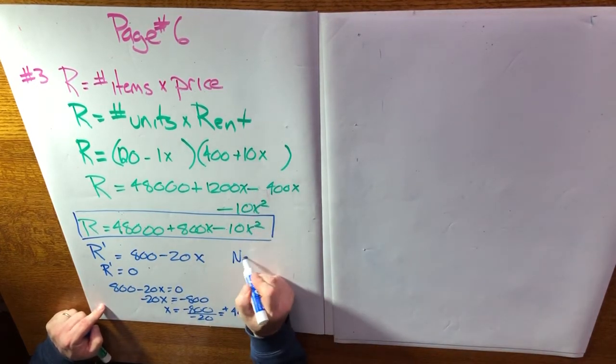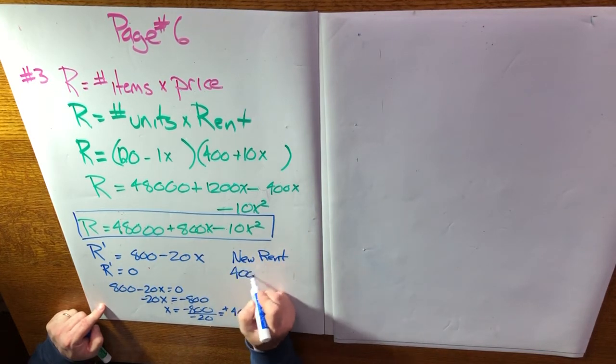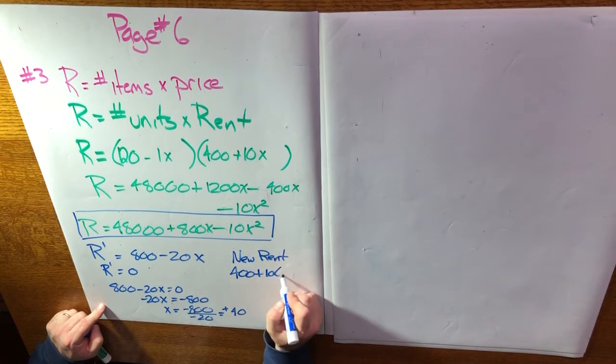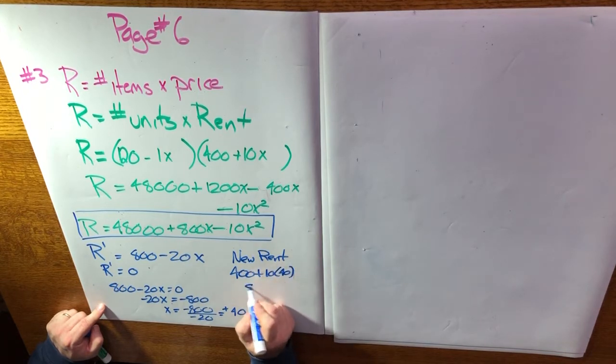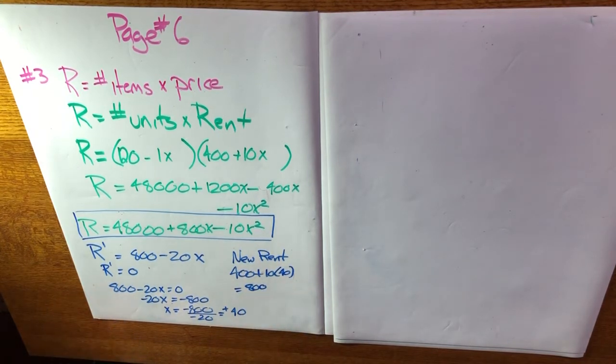So then the new rent will be 400 plus 10 times the value of x. The new rent will be $800. And at $800, the revenue will be maximized.